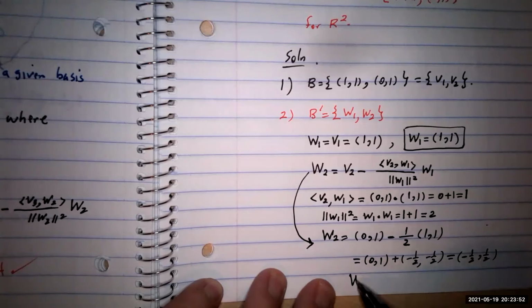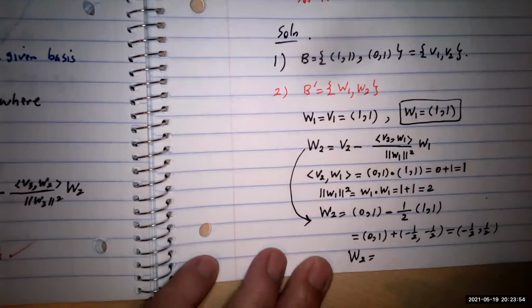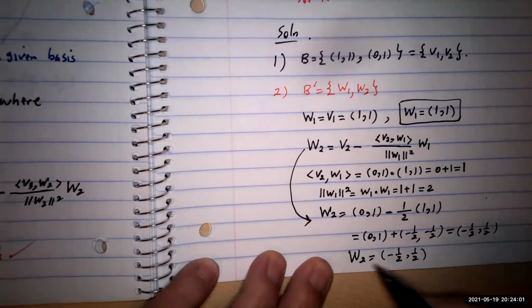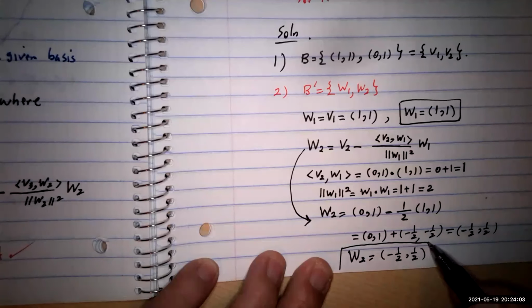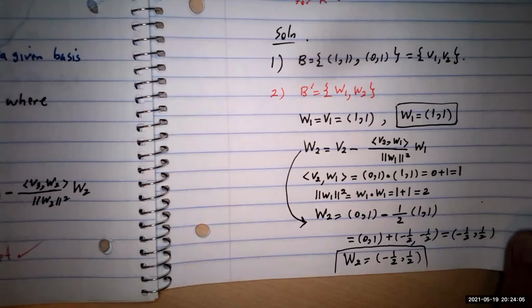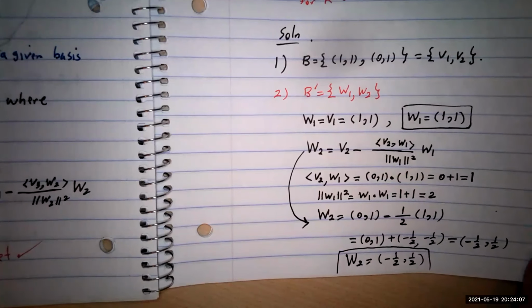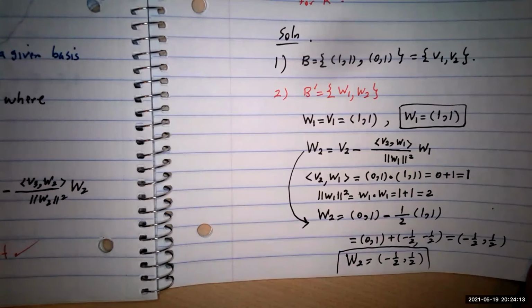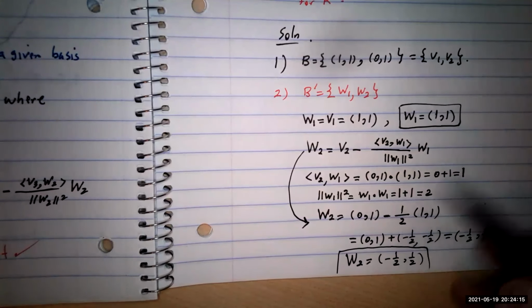So this is going to be W2. Okay, so W2 is negative half and 1 half. Since it's two-dimensional, that would be enough. We get W1 and W2. Okay, so the next step, you have to normalize this.